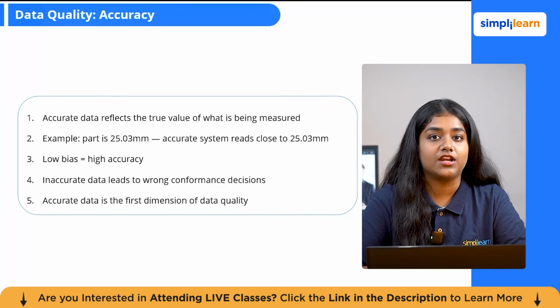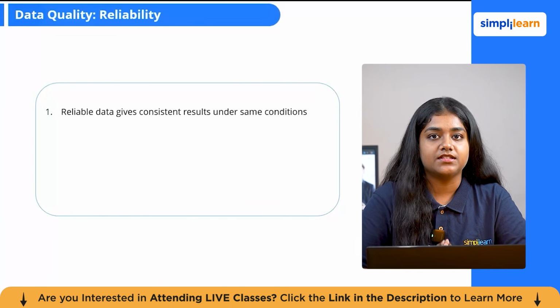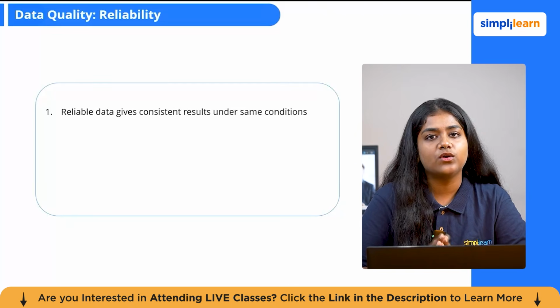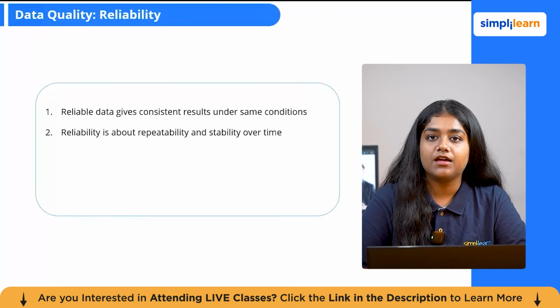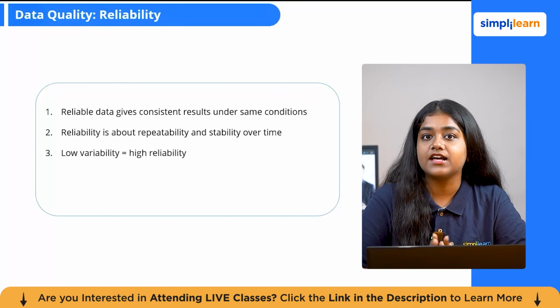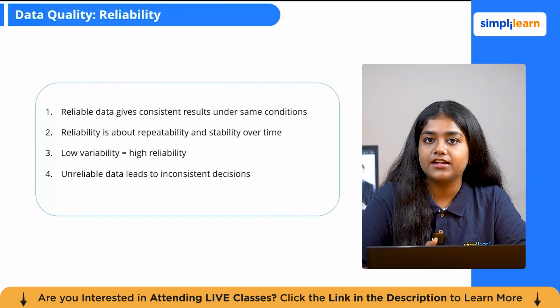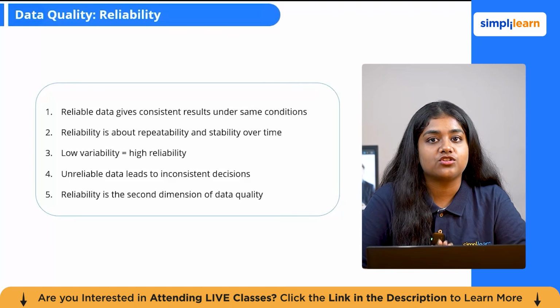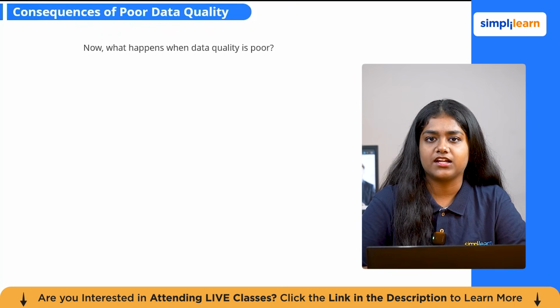Now let's understand reliable data. Reliable data means that if you measure the same thing multiple times under the same conditions, you get consistent results. Reliability is about repeatability and stability over time. Low variability means high reliability, and unreliable data leads to inconsistent decisions. Reliability is the second dimension of data quality. Now, what happens when the data quality is poor?